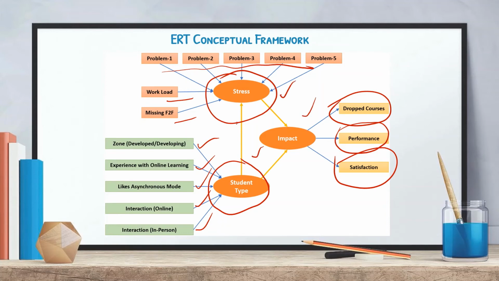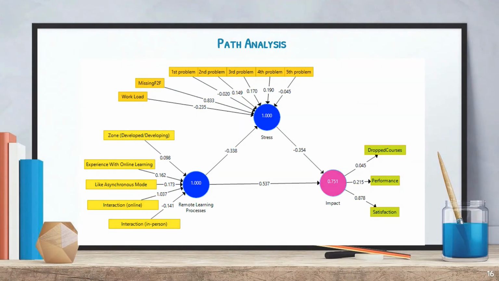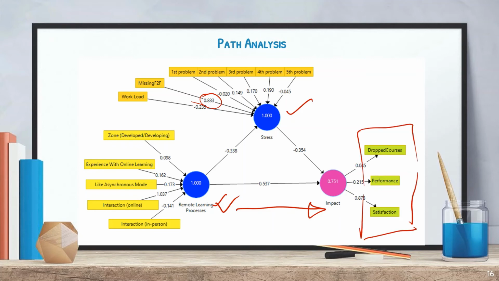This is still work in progress, but our initial results showed that, rather than the stress, missing F2F is very high, but rather than the stress, the type of the students has more impact: where the students are from, whether they have experience or not, or their likeliness. Those impacted their performance, satisfaction, or whether they dropped the courses or not.